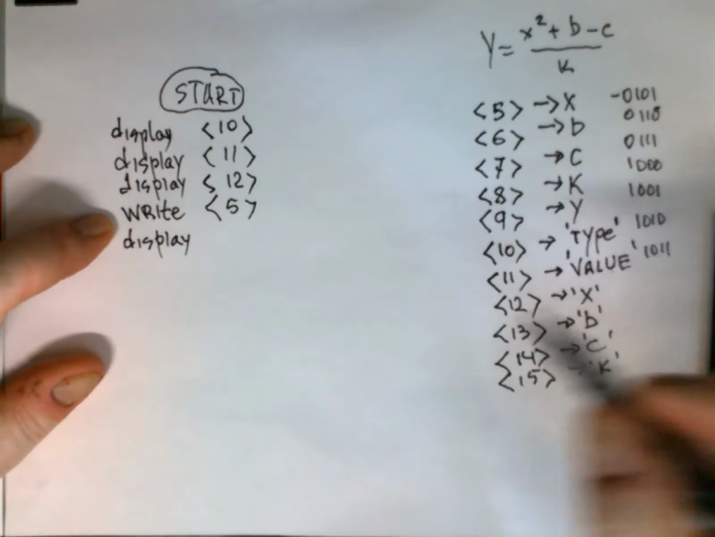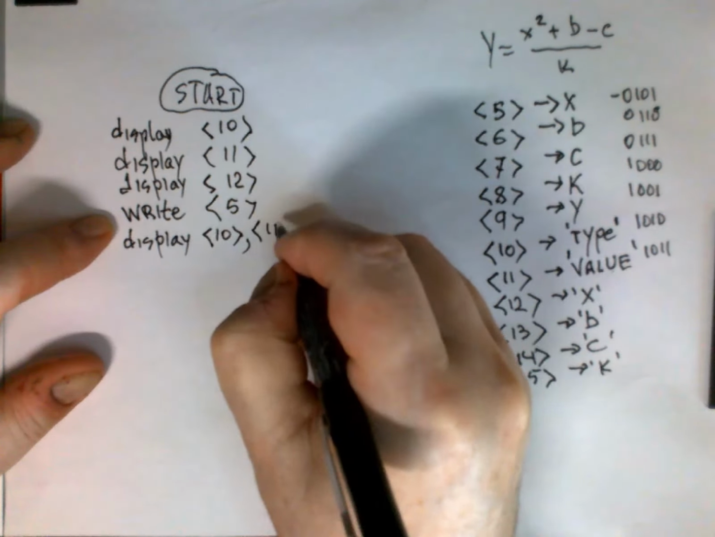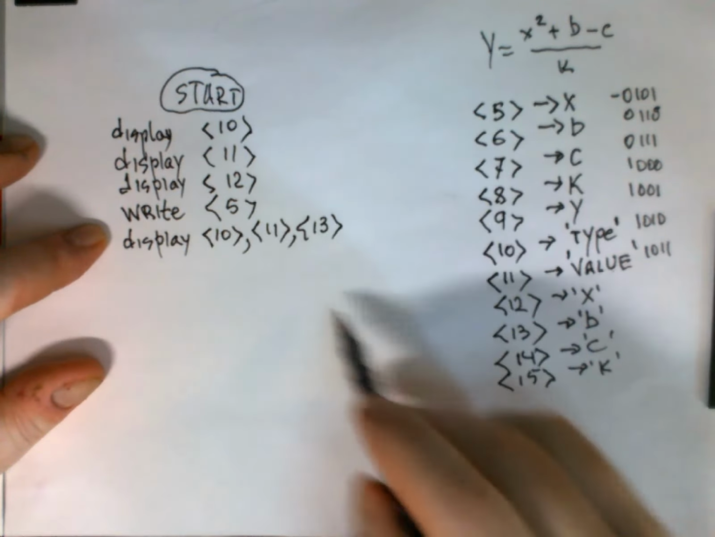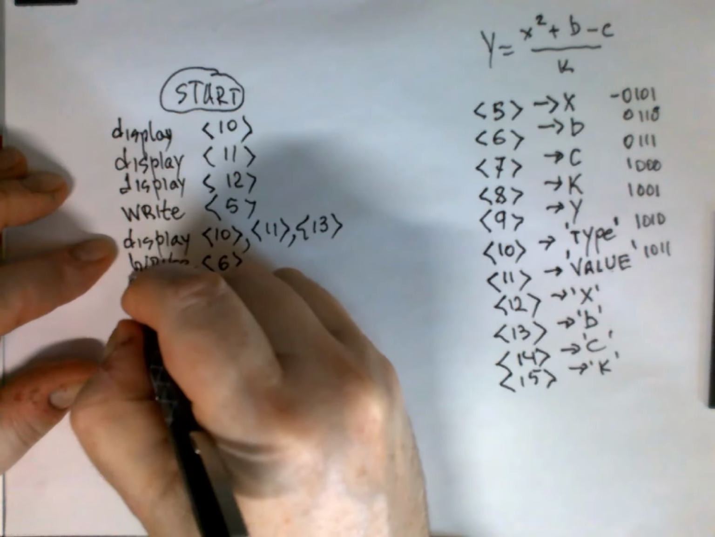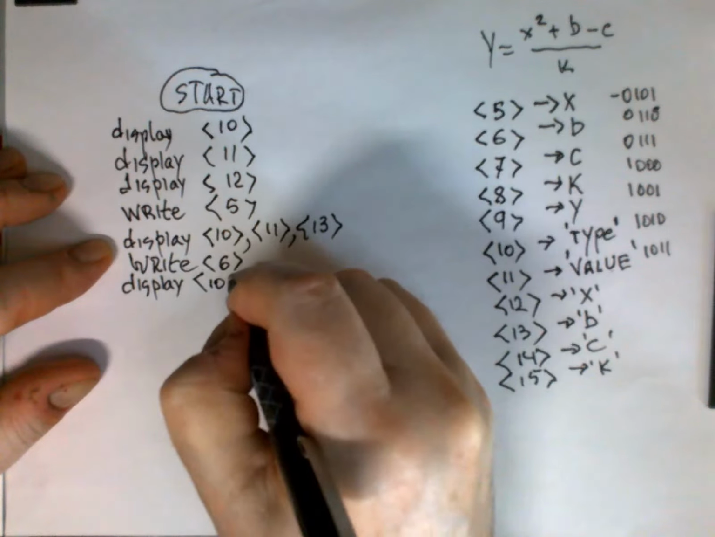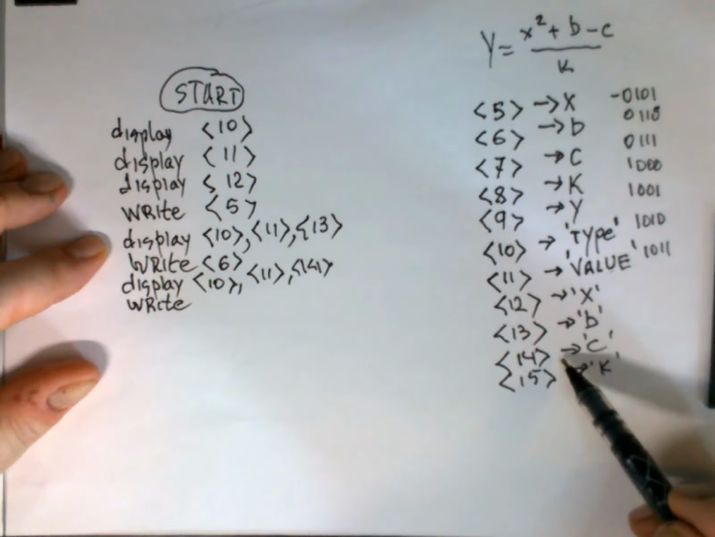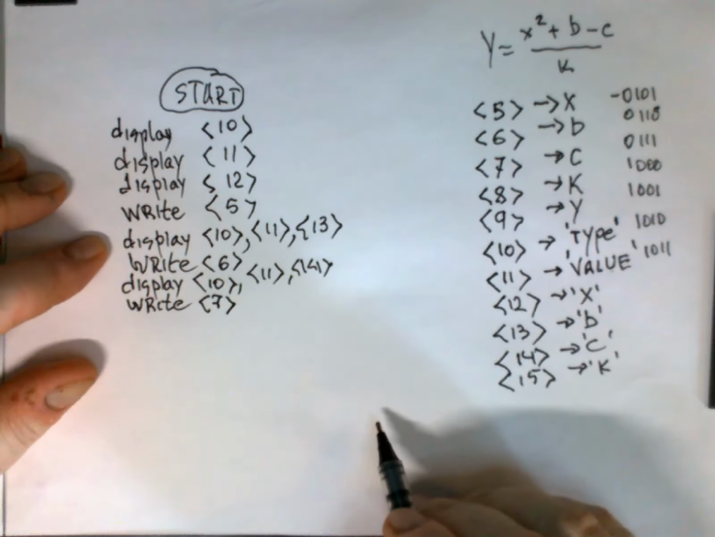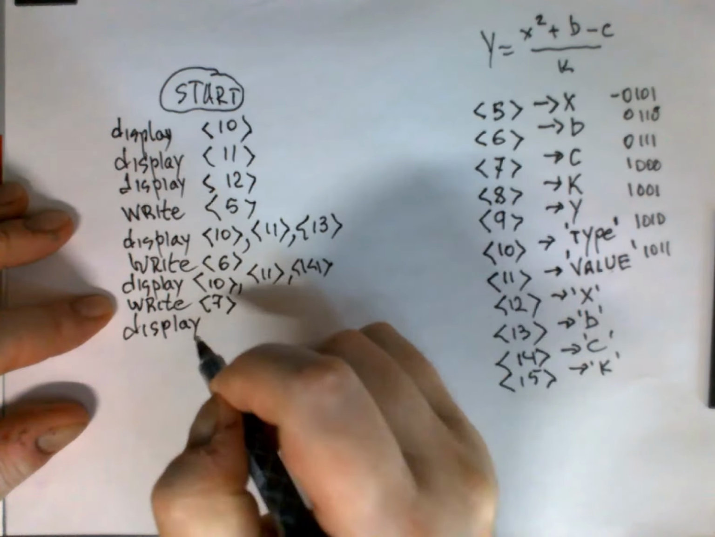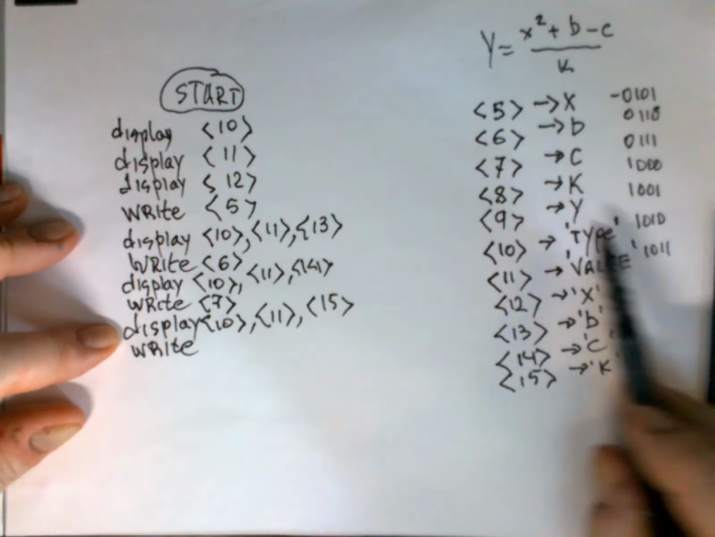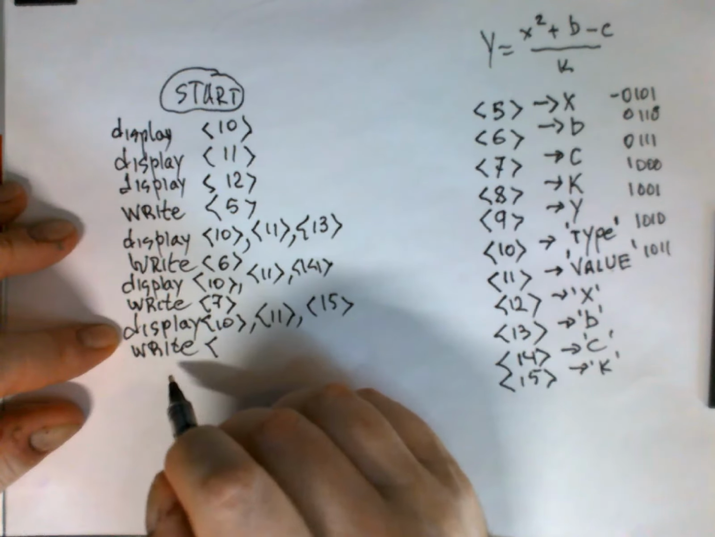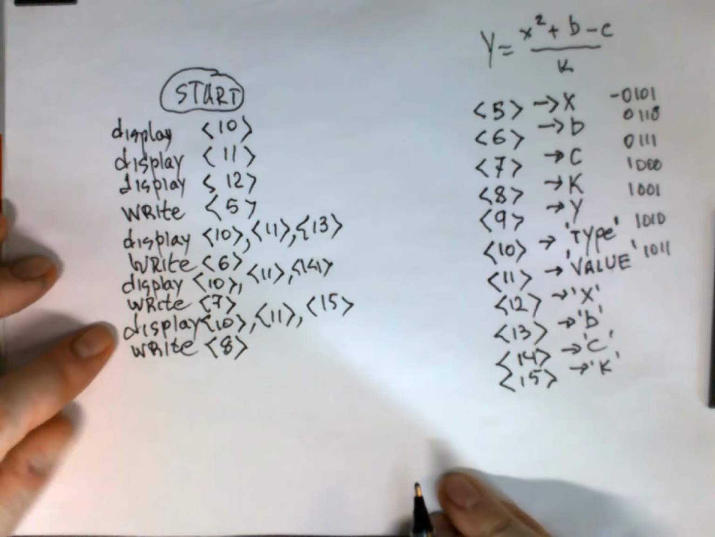Display, I will put here 10, 11, 13, just to save space. And then write, that is B to cell 6. Then again display 10, 11, 14, write, this is C to cell number 7. And the last one is display 10, 11, 15, write, that is K, cell number 8. So all data is here.